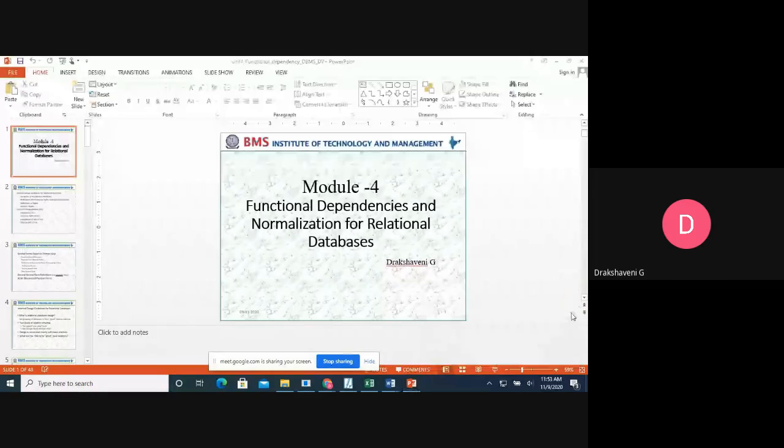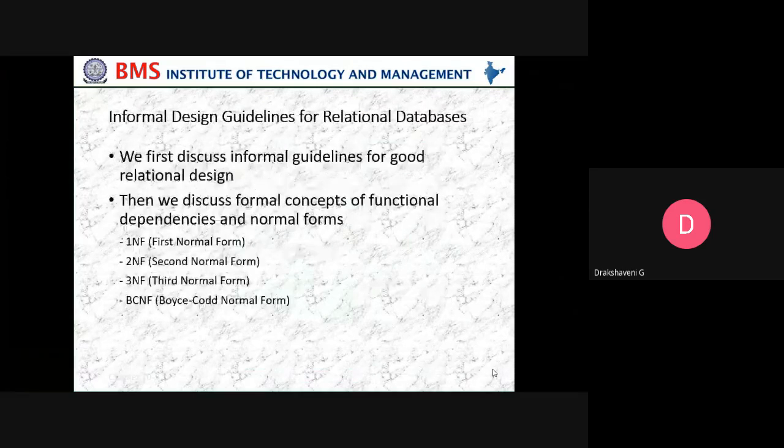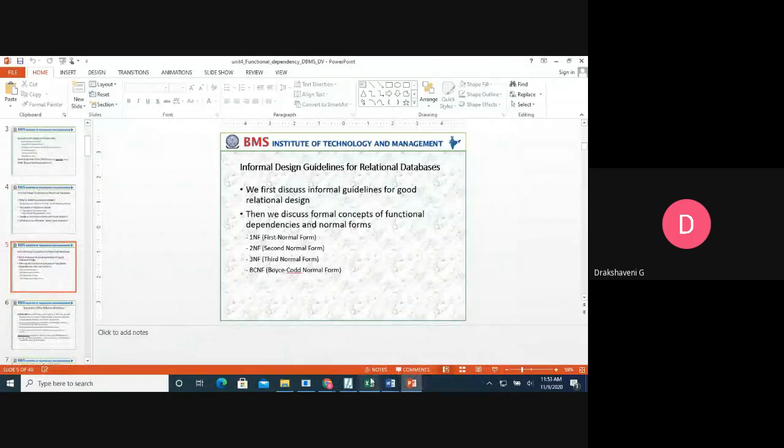Okay. So in the last classes, we've started with the 4th unit. What is functional dependency? And we've seen all this. So now we'll take an example and see what is functional dependency.